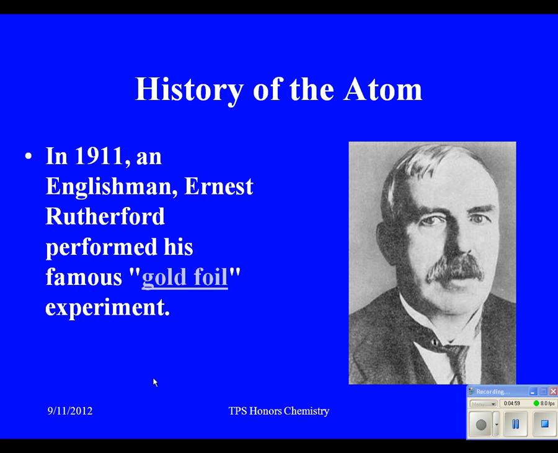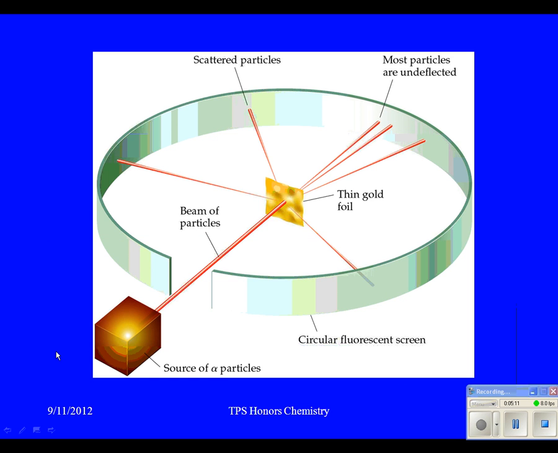In 1911, Ernest Rutherford, actually an Australian, performed his famous gold foil experiment. He started out with a piece of gold foil, and he put a detector on the opposite side of the gold foil from a source of alpha particles.